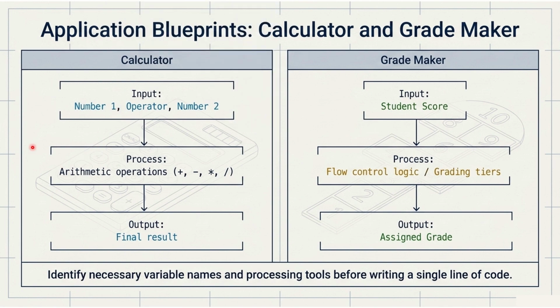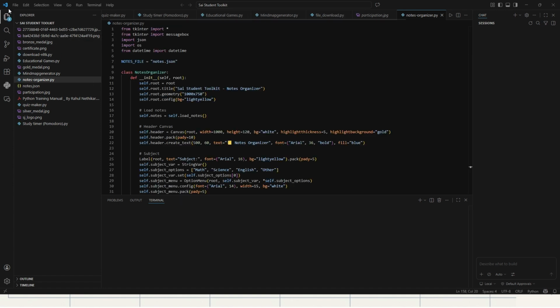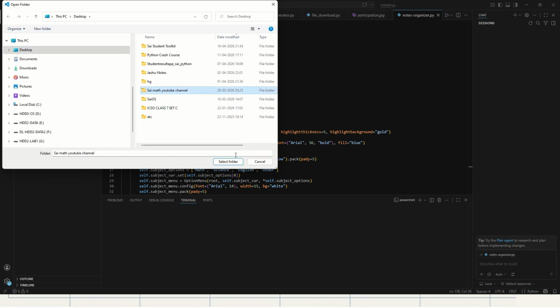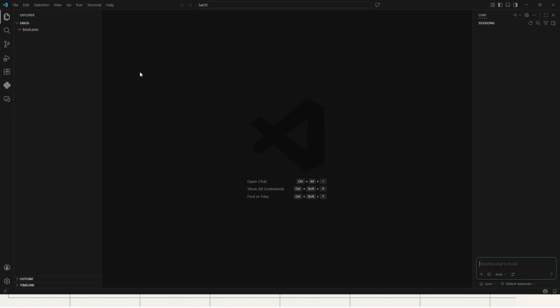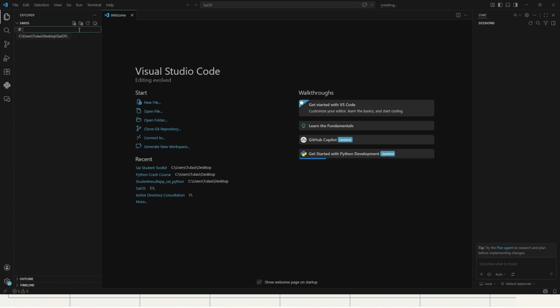So first, how to make a calculator. First we need to take number 1, operator and number 2. So first let's open our Visual Studio Code. Let's open our folder, any folder you like. I am taking one of my folders. I'm going to print that the calculator we are making.